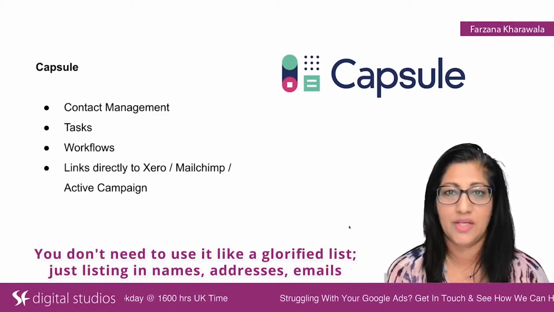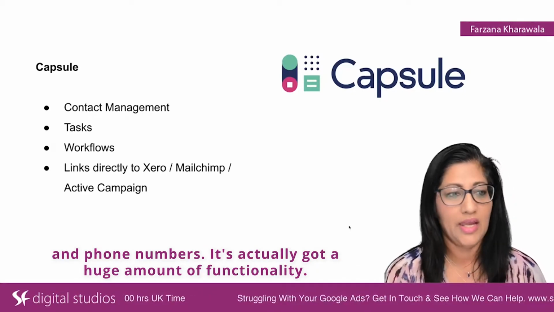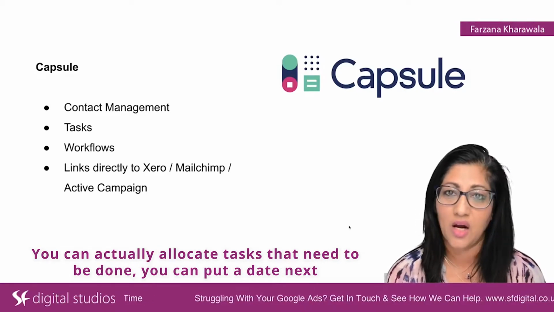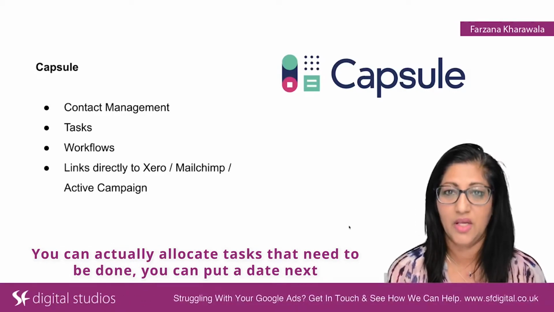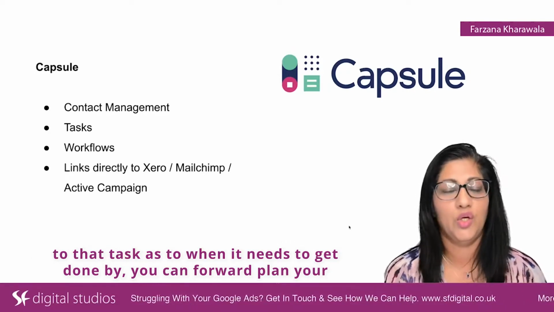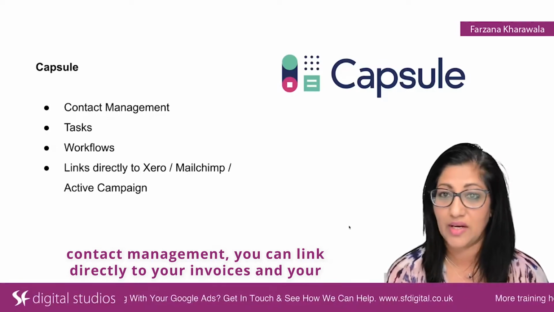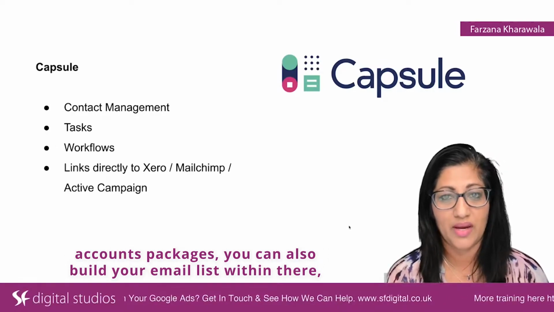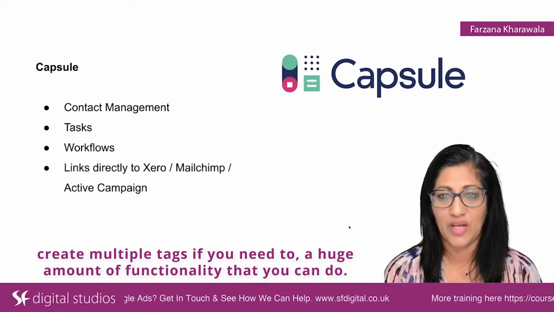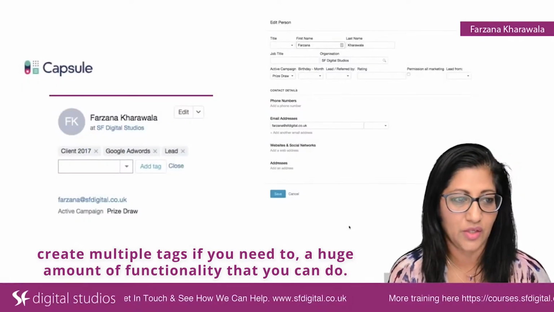You don't need to use it like a glorified list, just listing in names, addresses, emails, and phone numbers. It's actually got a huge amount of functionality, so you can allocate tasks that need to be done. You can put a date next to that task as to when it needs to get done by. You can forward plan your contact management. You can link directly to your invoices and your accounts packages. You can also build your email lists within there, create multiple tags if you need to. A huge amount of functionality that you can do.